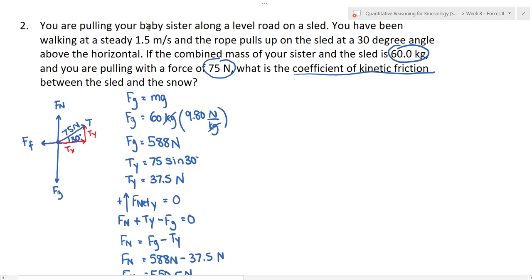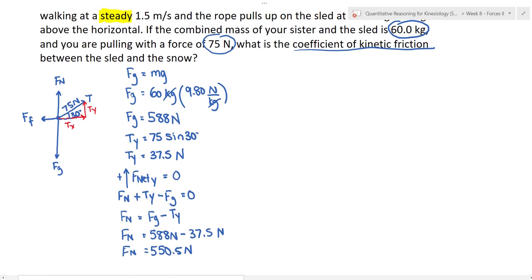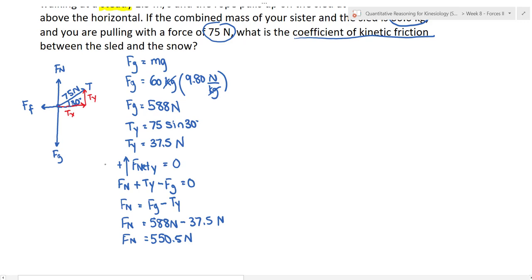It says you're pulling your sister along a road on a sled. You've been walking at a steady 1.5 meters per second. What does that mean, that it's a steady speed? It means it's a constant speed, which implies that the acceleration is 0. So that means that in the x direction, your acceleration is 0. And since F net equals ma, if the acceleration is 0, then that means your F net in the x direction should also be 0. So it's similar to what we did with F net y equaling 0. We're going to do the same thing, but with F net x equaling 0.